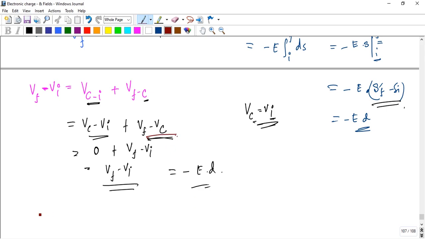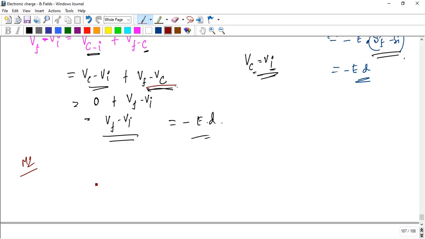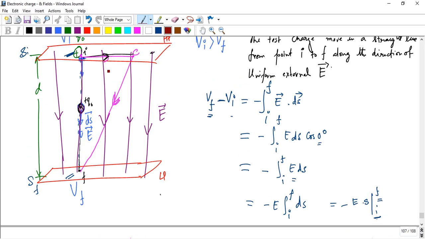Another method, number 2, same condition. Vf minus Vi: C to I is 0, plus when the charged particle moves from C to F, the potential Vf minus Vi is the integral of E ds cos theta, with a minus sign. Consider the test charge and suppose the electric field is in that direction.